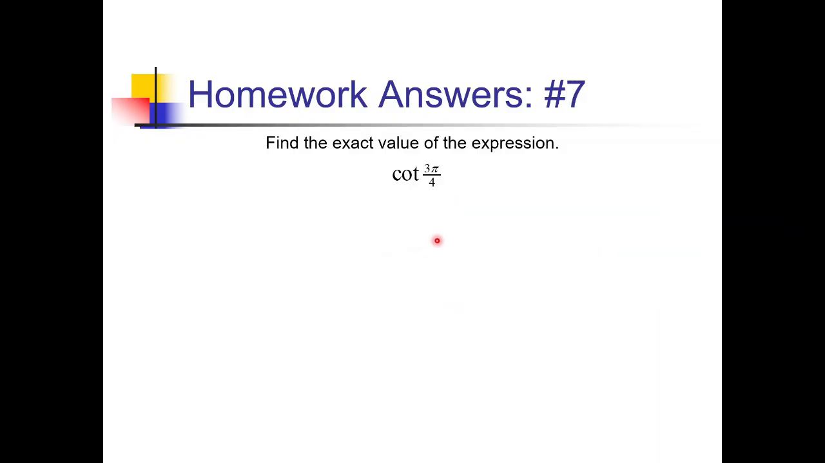For this problem, I want the exact value of cotan of 3 pi over 4. To make my life a little easier, I'm going to convert this to degrees so that I have a better sense of where it is. So 180 divided by 4 is 45. 3 times 45 is 135, so that's 135 degrees. And then just calling up my unit circle here, 135 is somewhere here in quadrant 2 between 90 and 180.